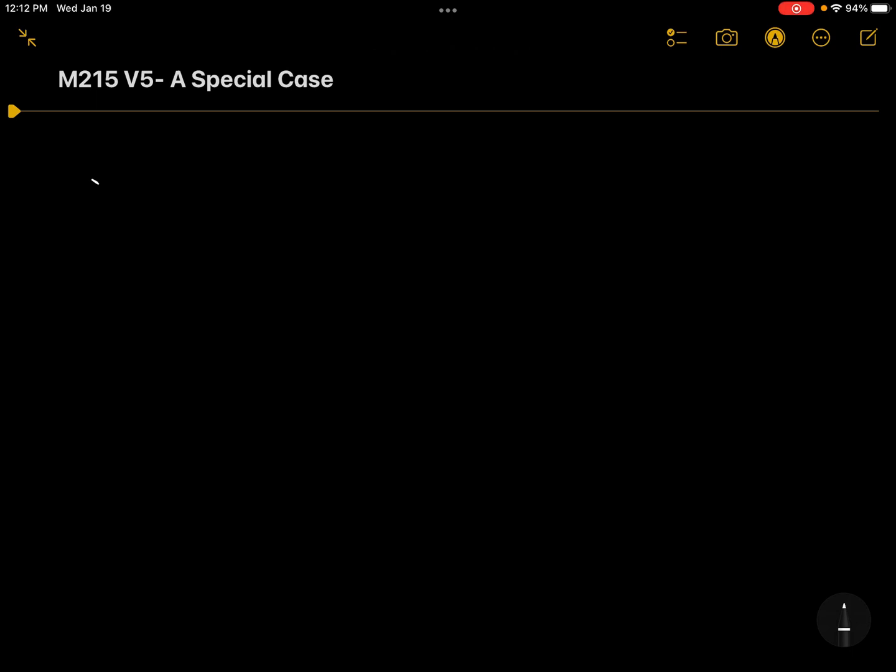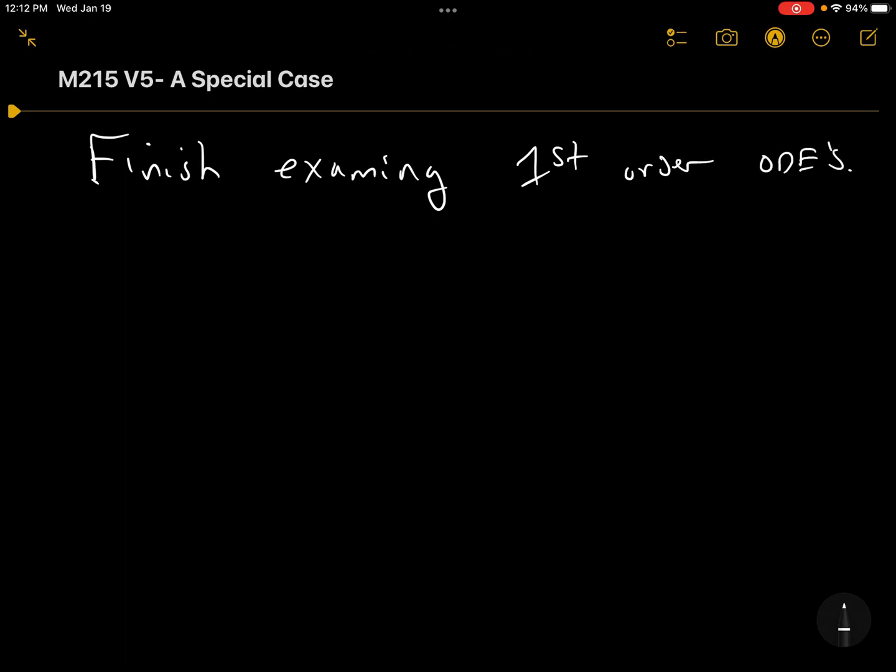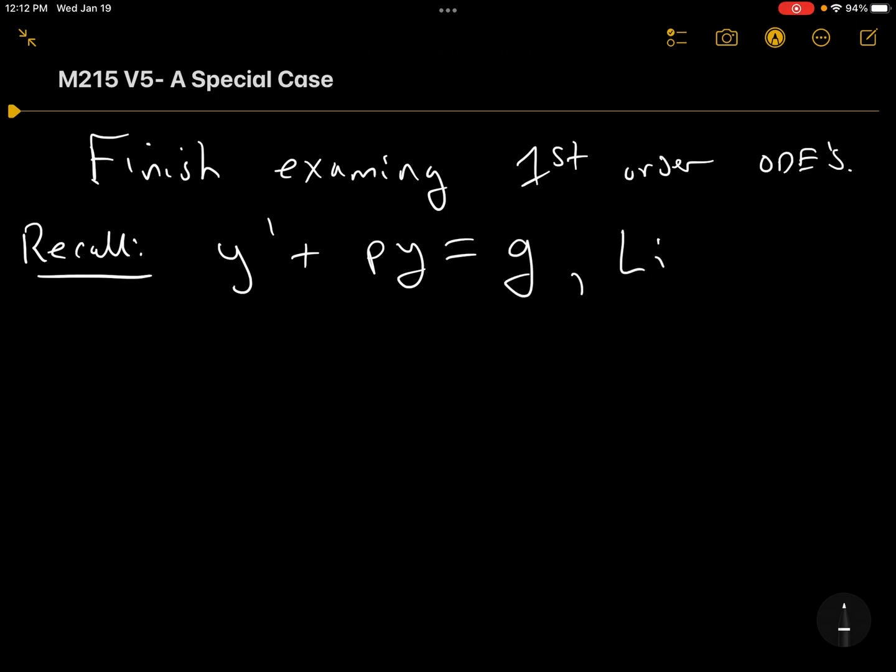All right, so on this video, we're going to finish examining first order ODEs, with a special case. So let's recall, if we have a first order ODE of this form, it's linear. And this is the best scenario because there's a solution with a very clear rubric, right?